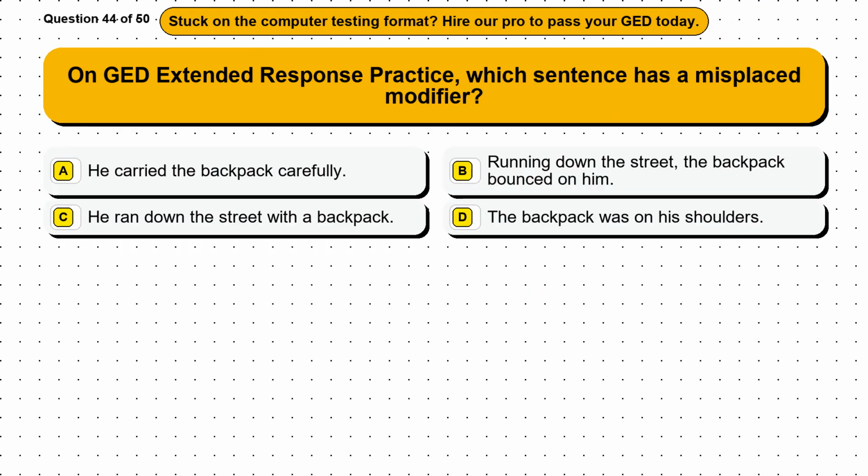Question 44. On GED Extended Response Practice, which sentence has a misplaced modifier? Option A. He carried the backpack carefully. Option B. Running down the street, the backpack bounced on him. Option C. He ran down the street with a backpack. Option D. The backpack was on his shoulders.